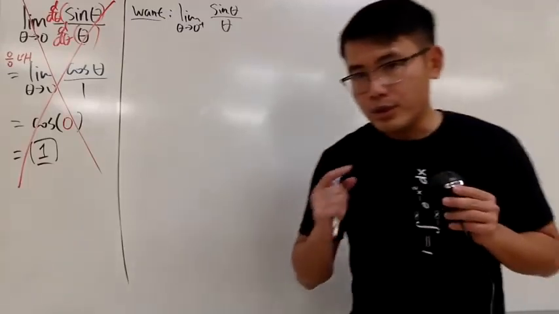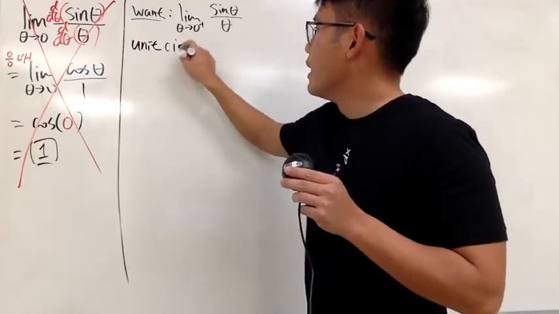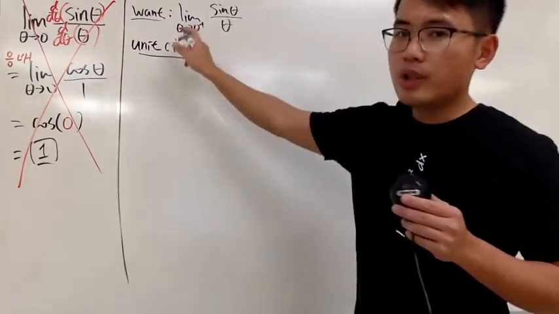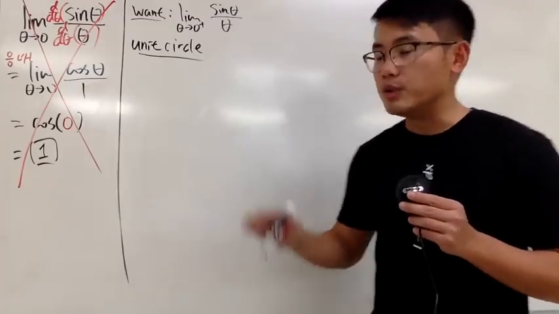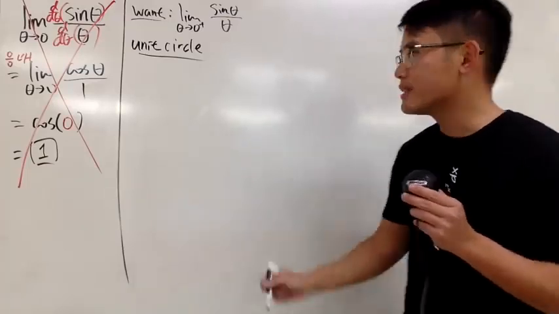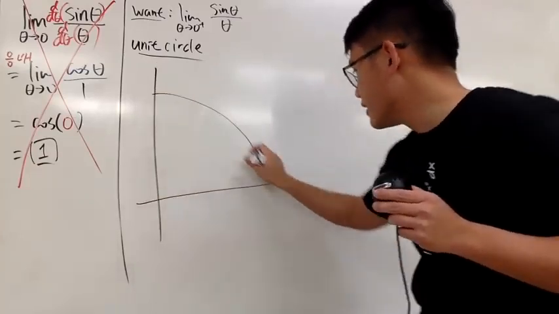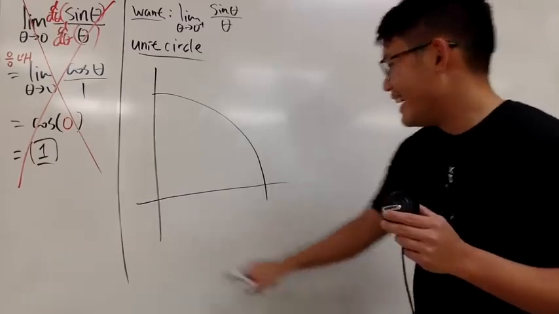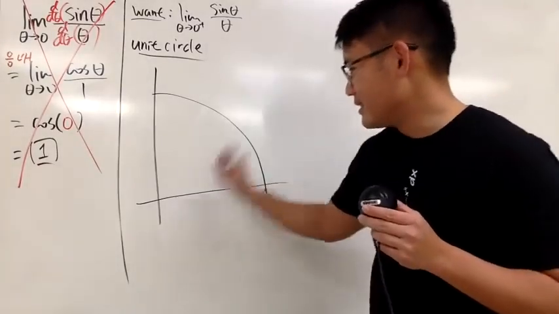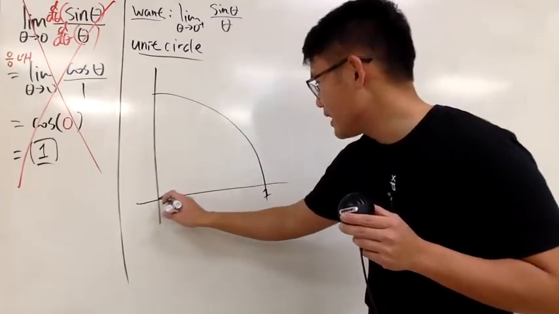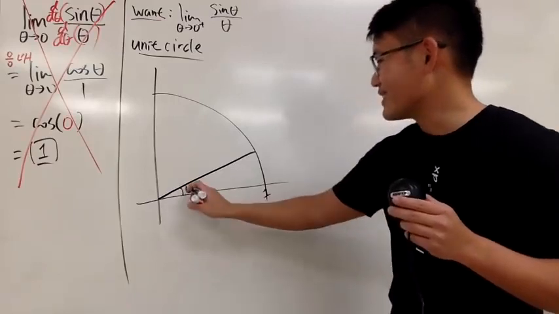What we need to do first is begin by looking at the unit circle. Because we know theta is going to 0 plus, that means the angle is small and positive, so we just need to consider the first quadrant. Let me draw the picture right here for you guys. Let's say this right here is my unit circle, and because it's a unit circle, we know this right here will be 1. I just need the first quadrant. That's all.